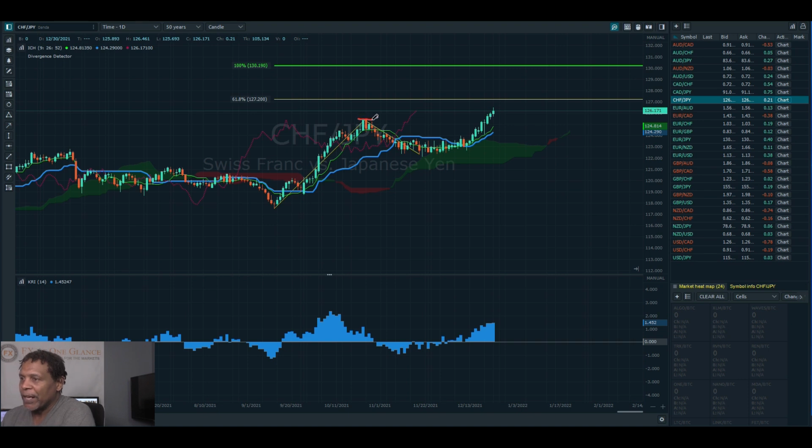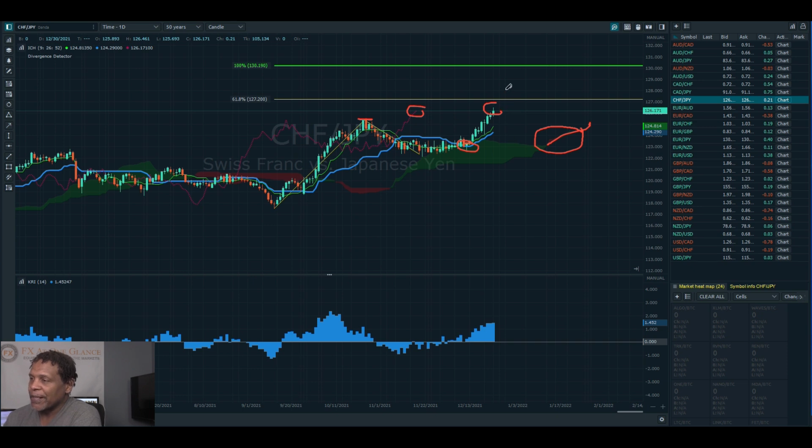We did break the 2 level, so that's big. Crossover is bullish and nice angulation, thin cloud. Chiku span is above price, price above the cloud, Chiku crossover is bullish. Everything is bullish on this chart. So let's just wait patiently, see where it's going.